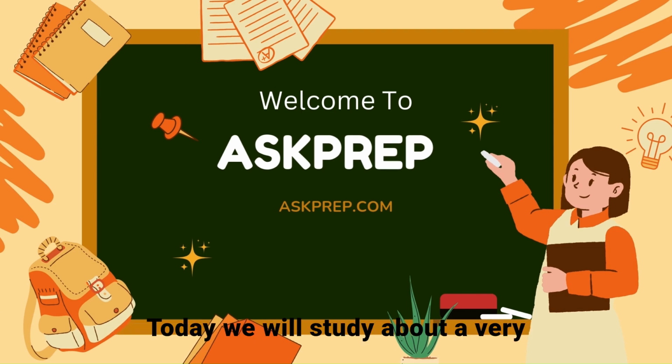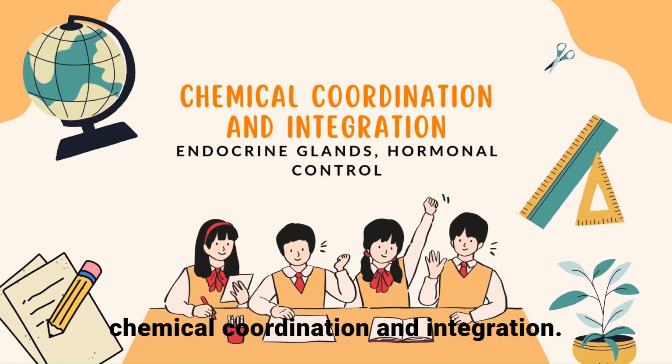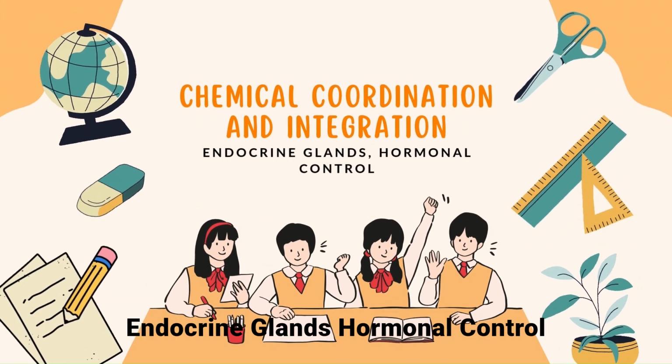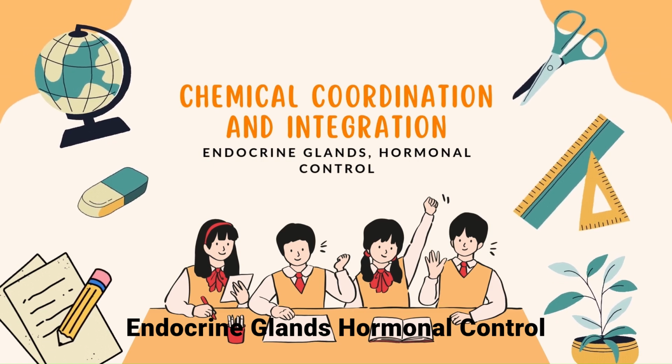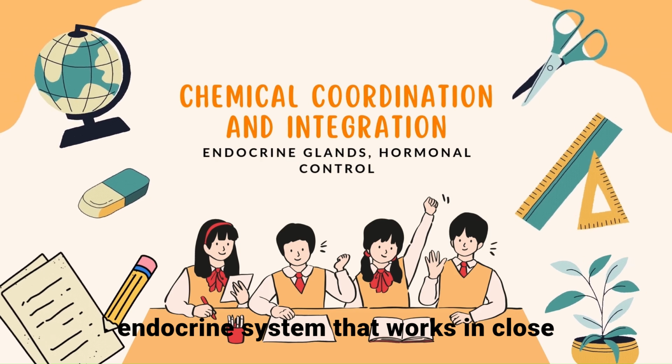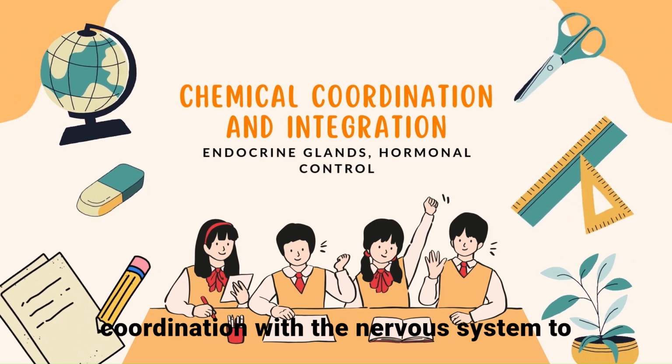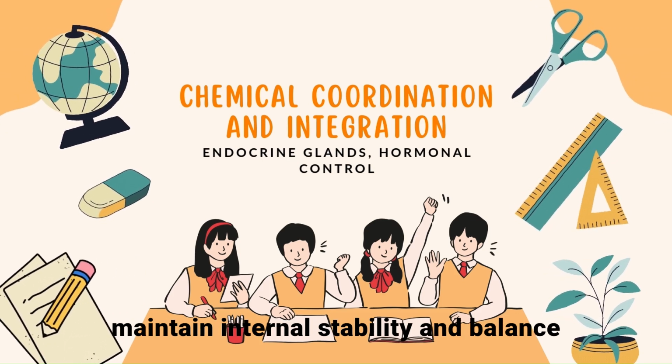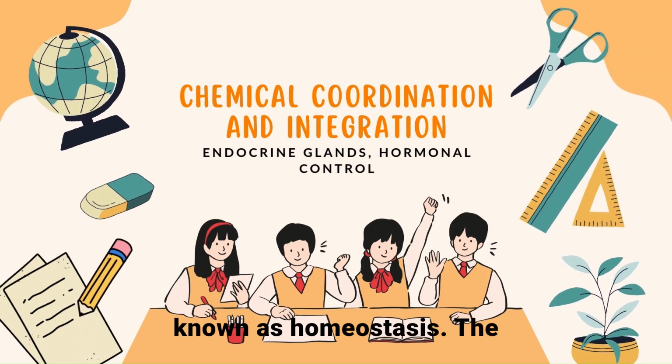Today we will study a very important topic of biology, which is chemical coordination and integration, endocrine glands, hormonal control. The human body has a well-developed endocrine system that works in close coordination with the nervous system to maintain internal stability and balance, known as homeostasis.